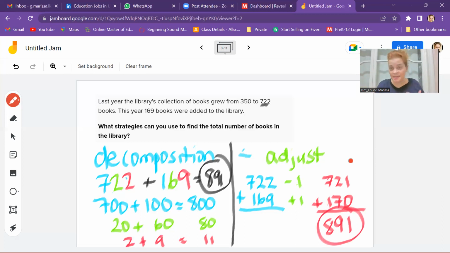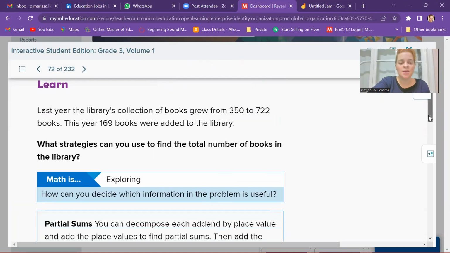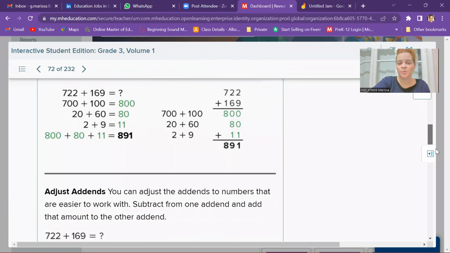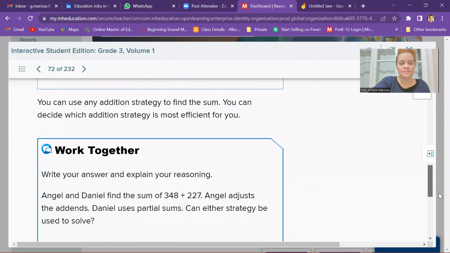So they want to see that you understand both strategies. Do you understand how to decompose? And do you understand how to adjust? Can you decompose using place value? And can you adjust a number? Okay, all right, so let's go back to McGraw-Hill. So what strategies can you use to find the total number of books? You would do it just like Miss Marissa showed you, and adjust the addends.